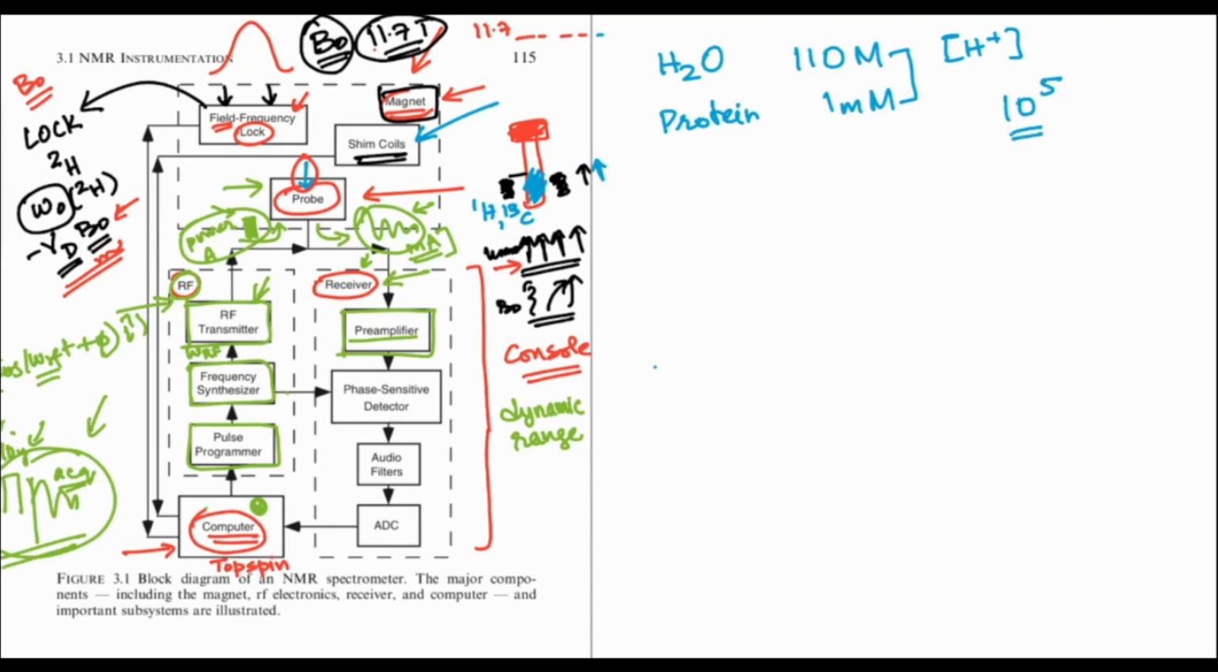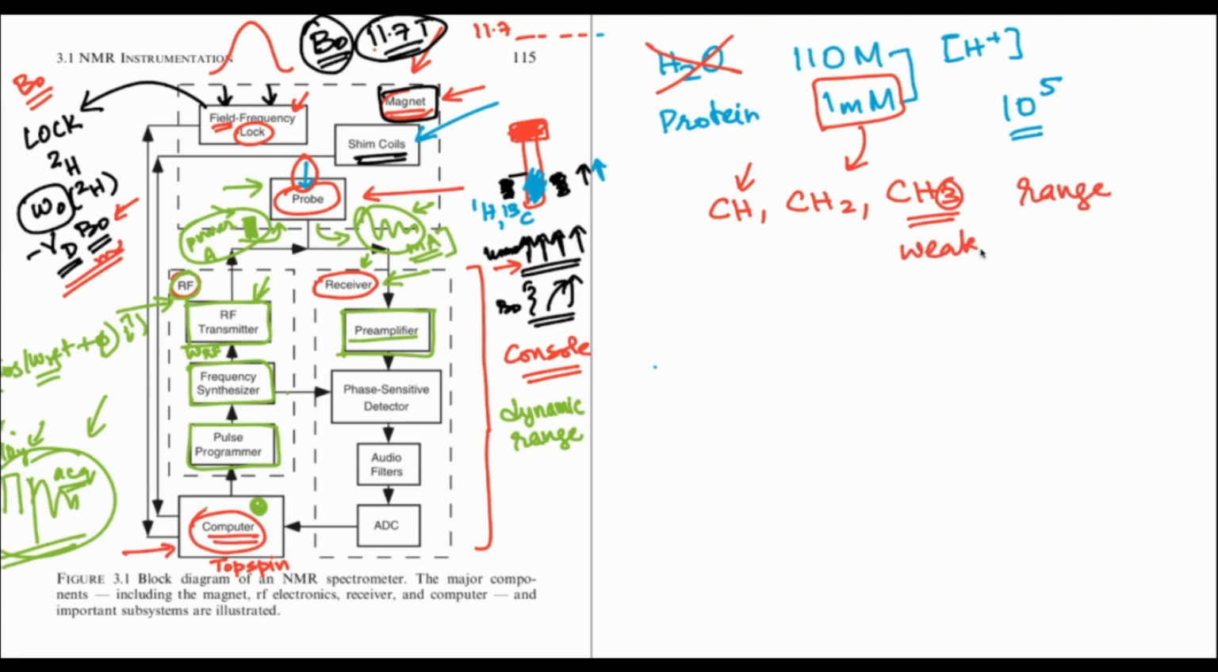So therefore, what we end up doing is to kill water as much as possible so that we can amplify the signal that we get. Even within the protein, if you are able to imagine CH, CH2, CH3, you would see that CH3 is more intense than CH because you have 3 protons that are present. So therefore, you will have a mixture of strong and weak signals. The range of signals that you get would go from weak to strong.